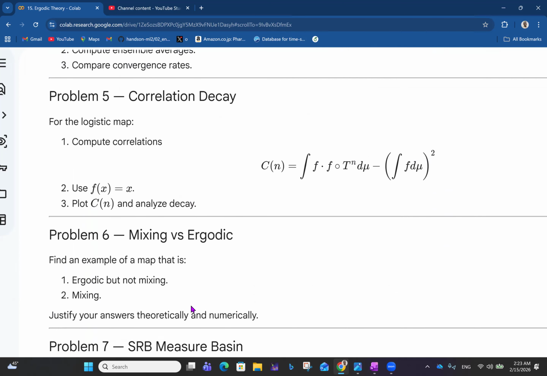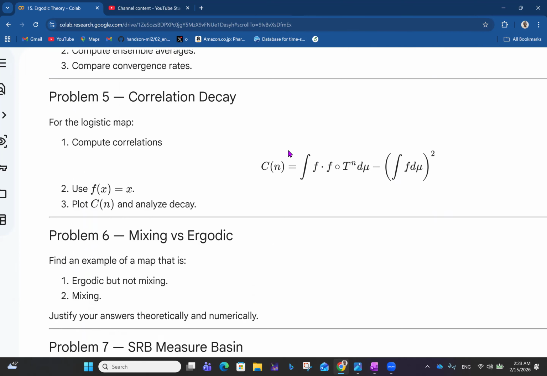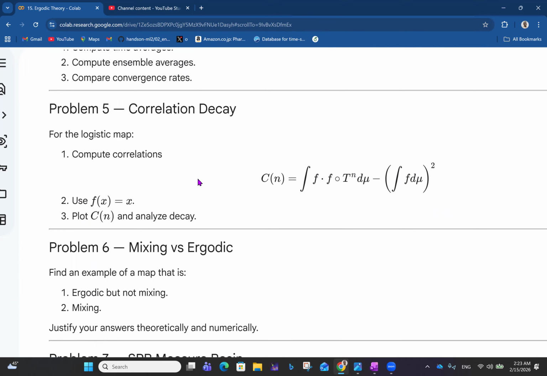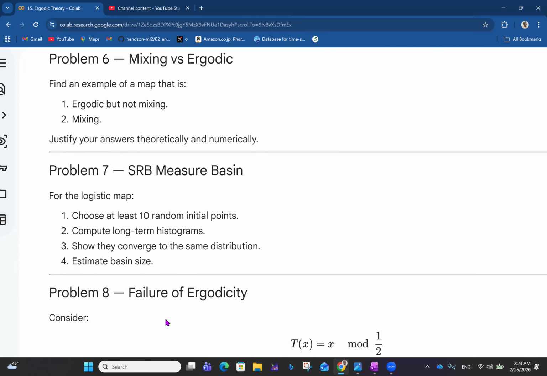Then for 5 and 6, we have correlation decay. So compute these correlations, use f of x equals x. I think we did something like that already. So you just want to look at that and modify. Then mixing and ergodic. Find an example of a map that is ergodic but not mixing and one that is mixing. So justify your answers theoretically and numerically.